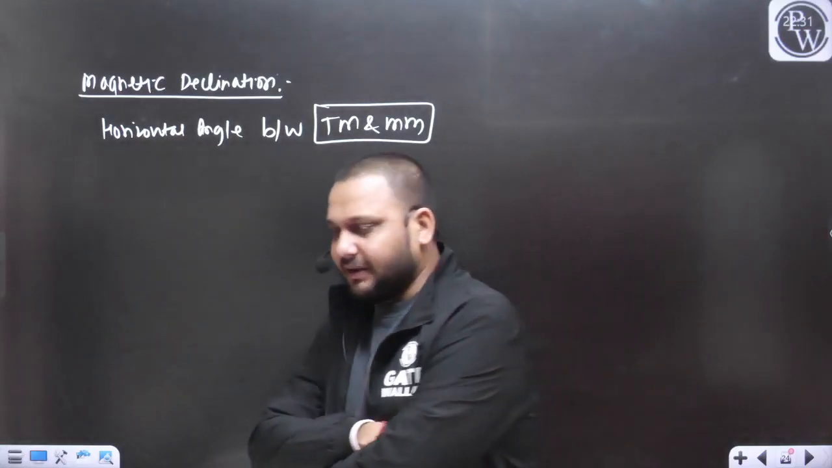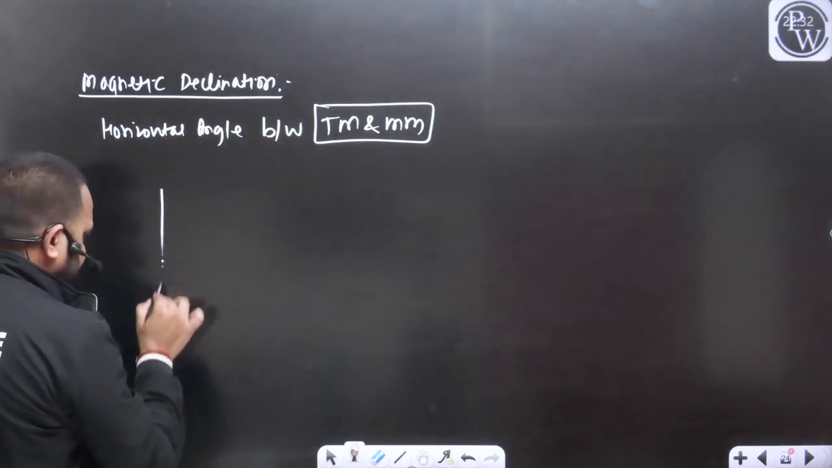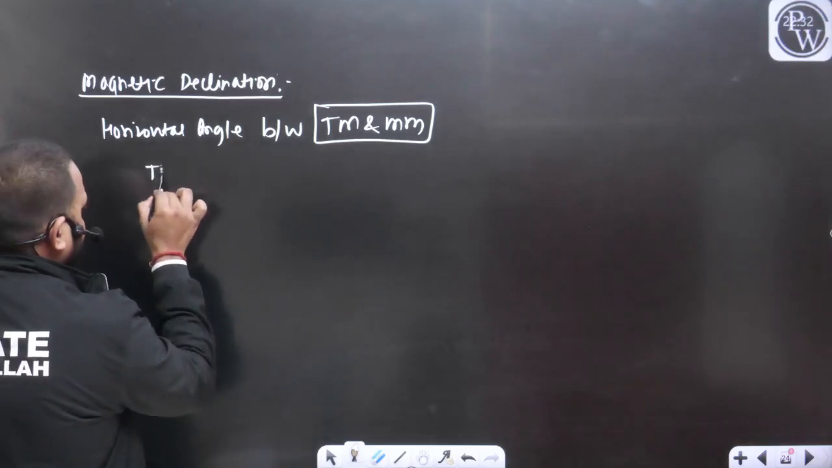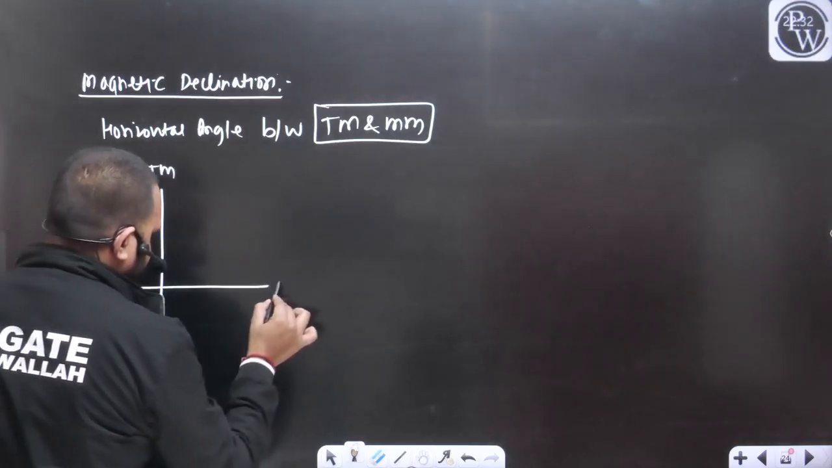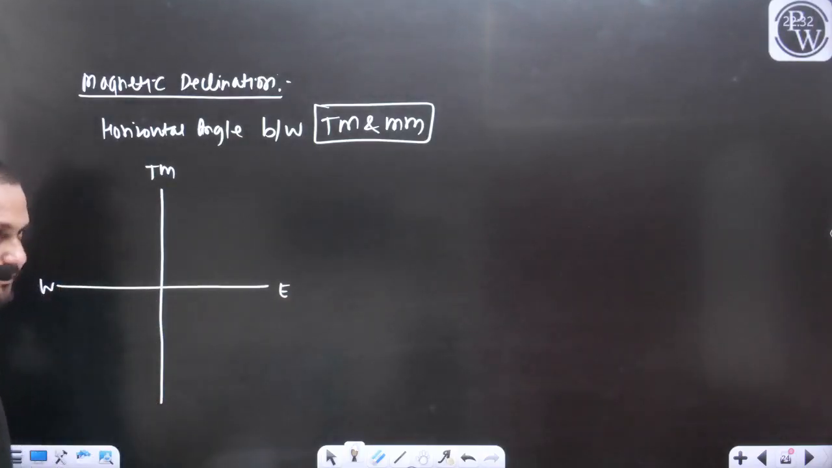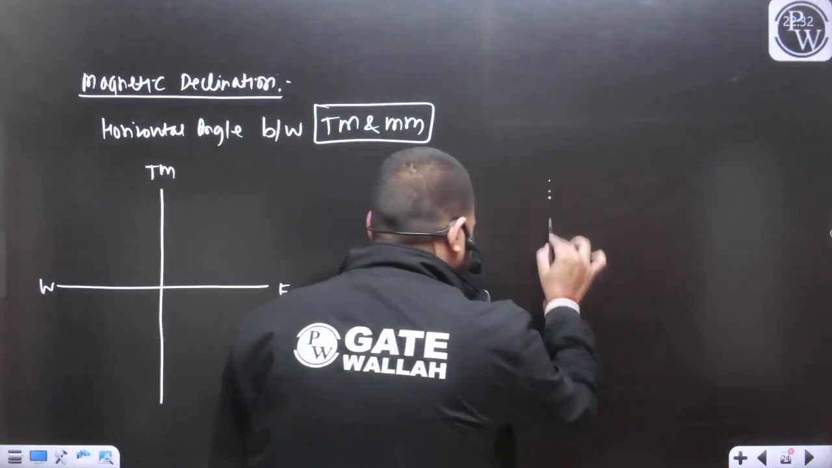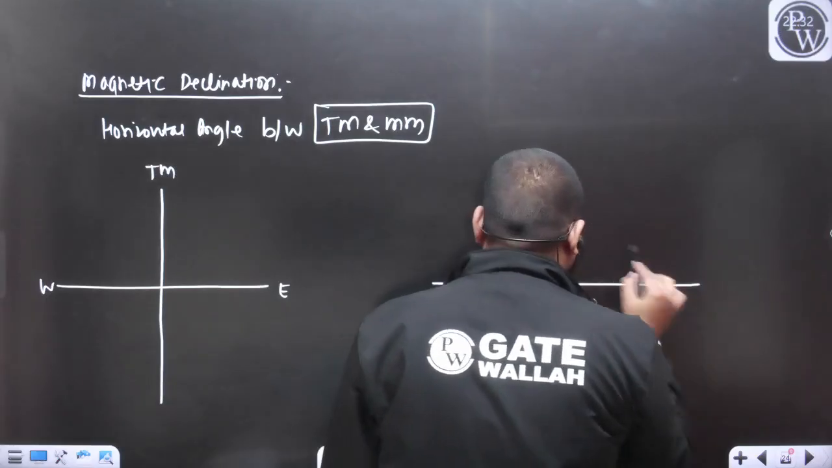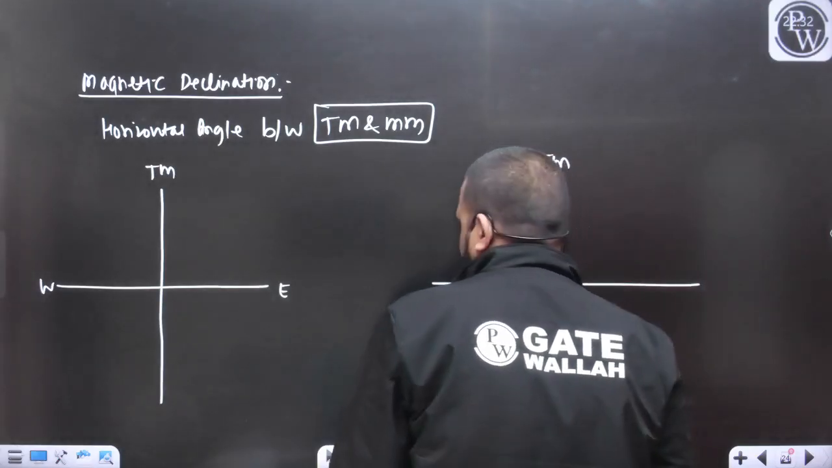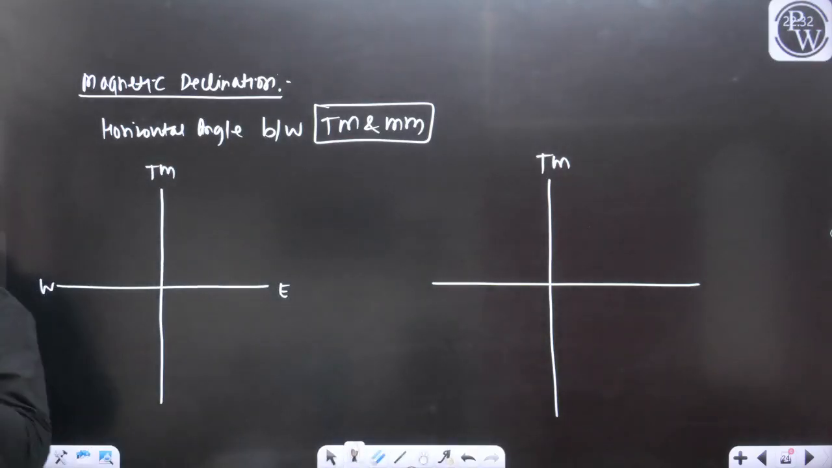So, how can we measure this angle, how can we define this angle? Let's first understand. Let's say this is the position of the true meridian. So, this is going to be your east, west, true north and true south. You have two cases.